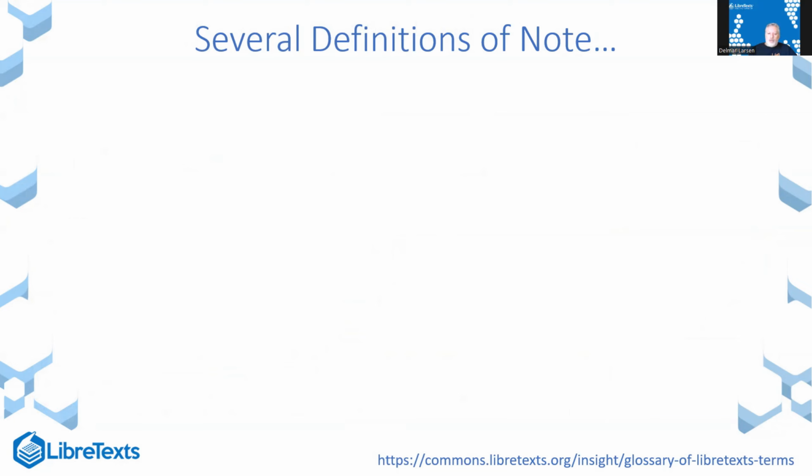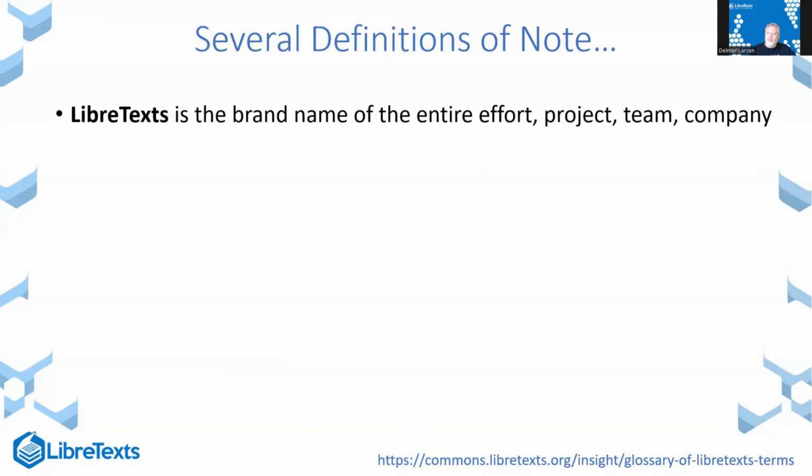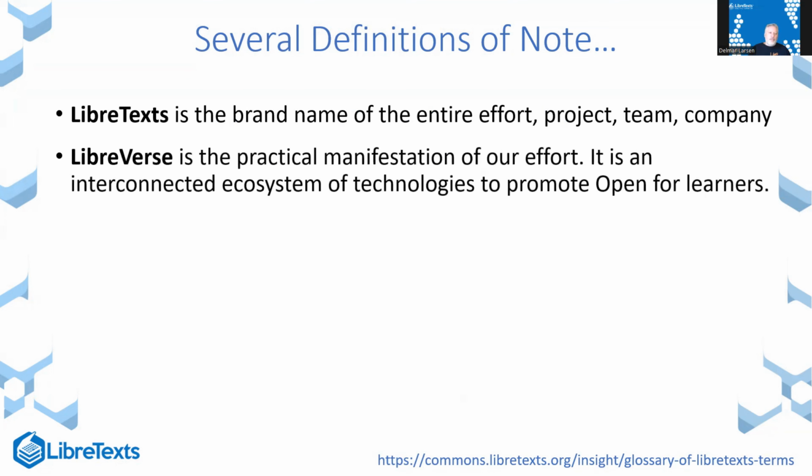So during this week, we're going to be introducing a handful of terms that are out there. I wanted to be able to define them now for you so they don't confuse you as we actually move forward. So LibreText is the brand name that we use to describe the entire effort, the project, the team, the company. The LibreVerse is the practical manifestation of our effort. That's this interconnected ecosystem that you can access via that launchpad that I showed before. Again, the goal is to extricate the commercial publishers from the classroom and promote open for learners.